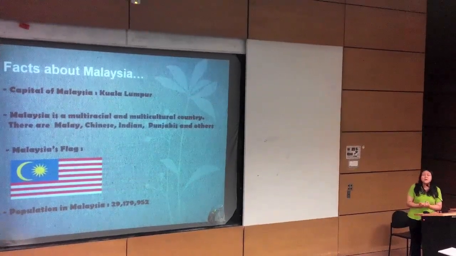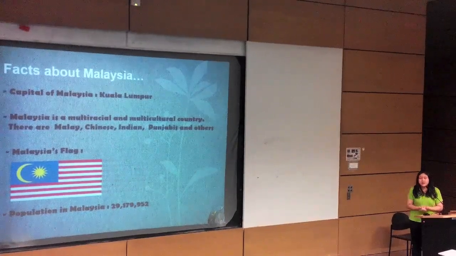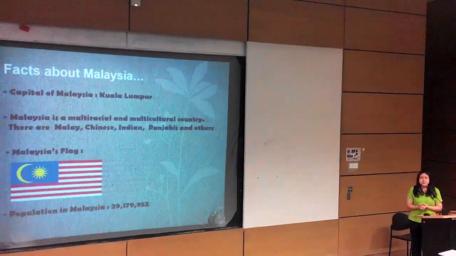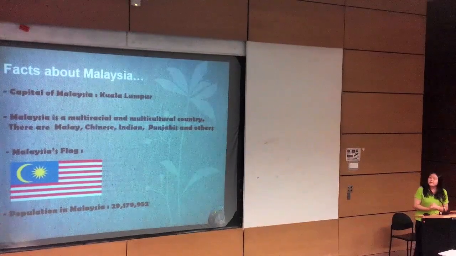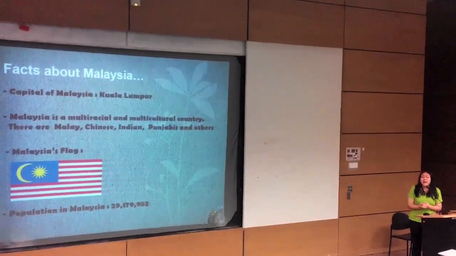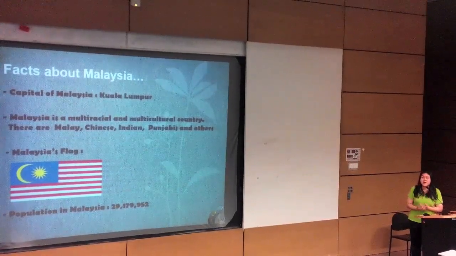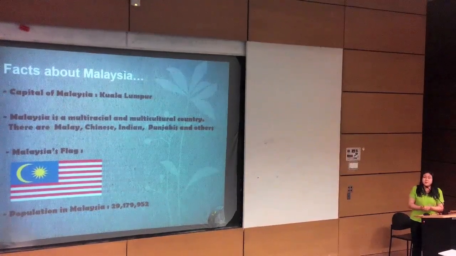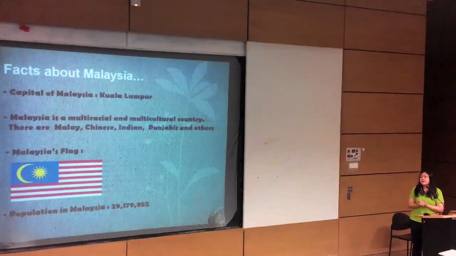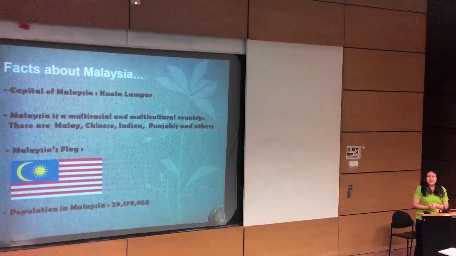As you can see, there are four main colors in the flag. The yellow color represents the royal color, the red color represents bravery and courage, the blue color represents unity and harmony, and the white color represents pureness and integrity. And there are 14 vertices of the star in the flag, which represent the 14 states in Malaysia. And the population in Malaysia is more than 29 million. That's all for my part.